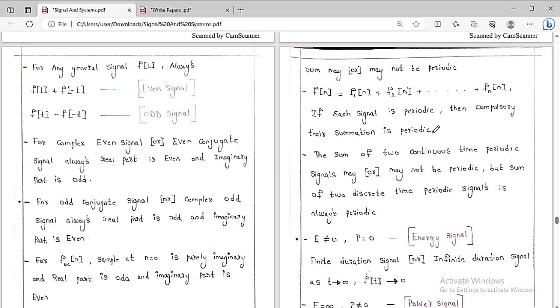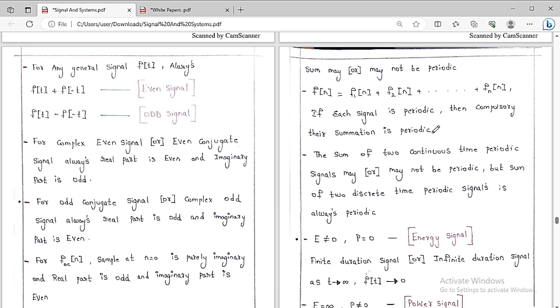Suppose f(t) is a summation of f1(n), f2(n) up to fn(n). Suppose f1(n) is a periodic signal, f2(n) is a periodic signal, up to fn(n); all the signals are periodic. If I do the addition, a linear combination of the signals, then the resultant signal is always compulsorily periodic.